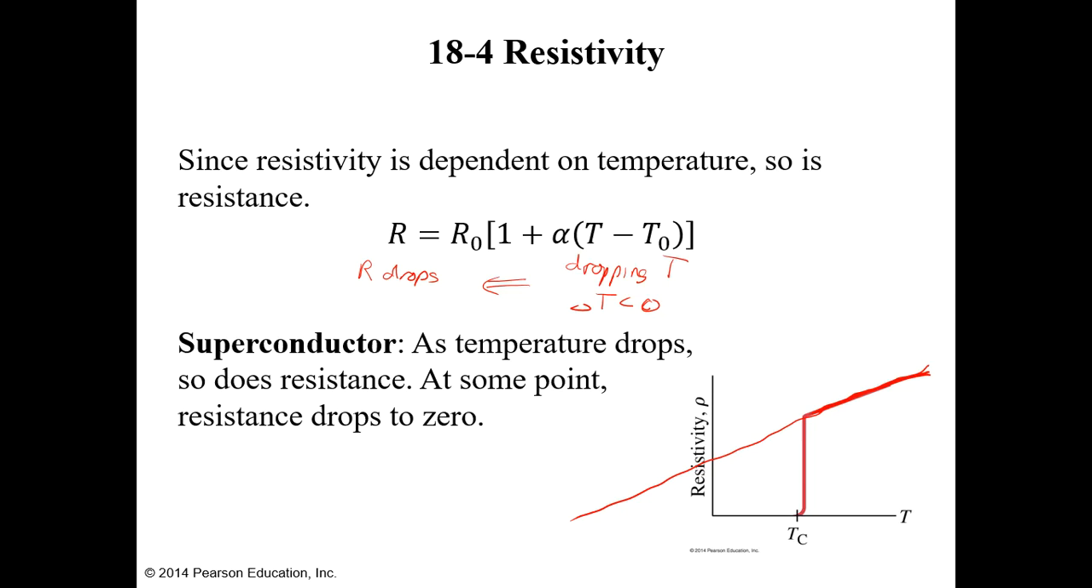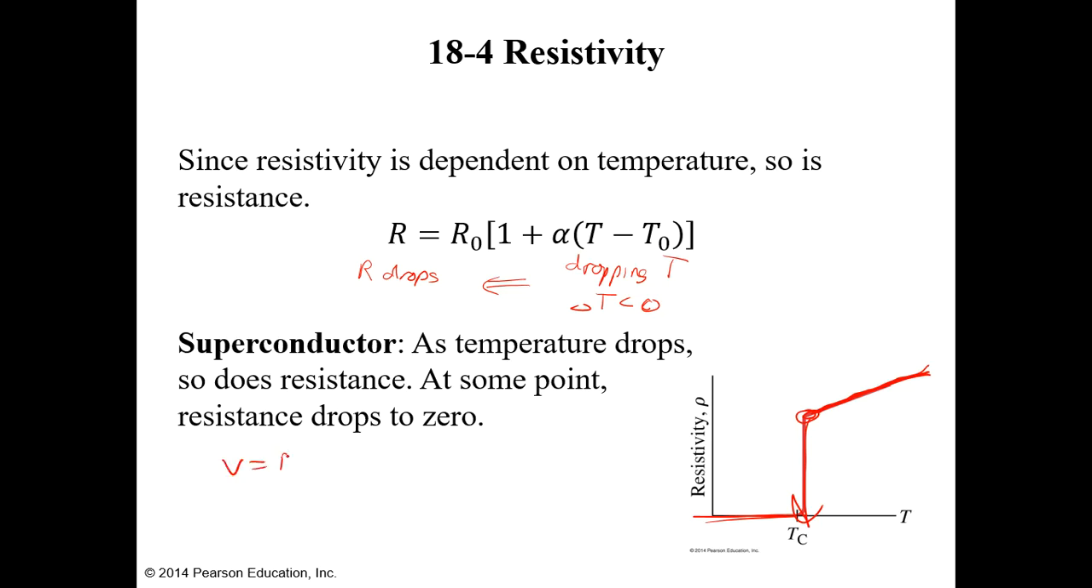But it doesn't. This is a really weird thing that happens. For every material out there, there is some temperature where when you reach that temperature, suddenly your resistance drops to 0. And any temperature below that critical temperature, you have 0 resistance. This is something we call a superconductor.